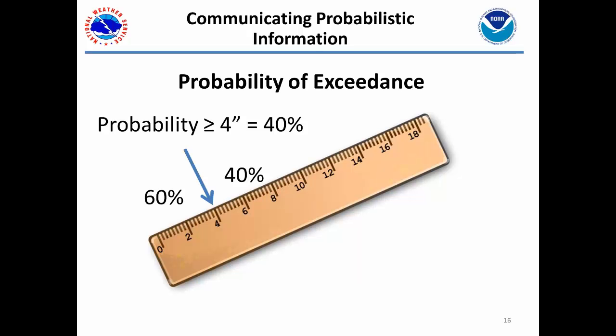So now that we've created a probability distribution, that allows us to communicate the uncertainty information to WFOs. There's a couple of ways we communicate that information. We produce so-called probability of exceedance grids. These simply provide the probability that an accumulation will exceed a certain threshold. So, for example, if the probability of receiving more than 4 inches was, say, 40%, that would simply mean there's a 40% chance that the accumulation will be greater than 4 inches, and conversely, a 60% chance that the accumulation will be below 4 inches.